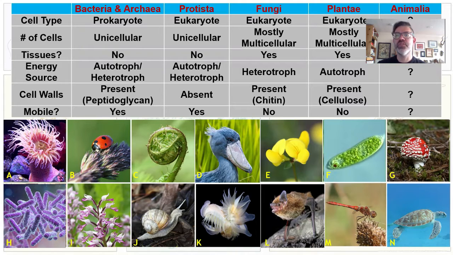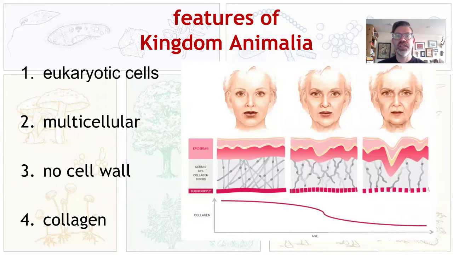Of the organisms shown in this photo, which ones are animals? My hint is that anything not in one of the other groups we have covered would be an animal. All animals have eukaryotic cells. They're multicellular with many tissue types. Their cells do not have a cell wall.